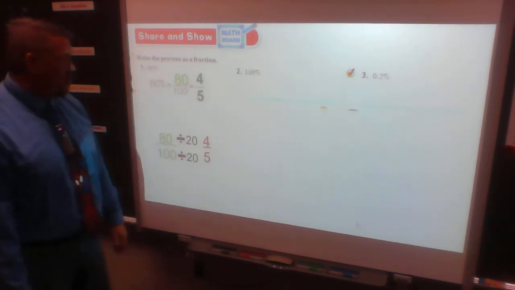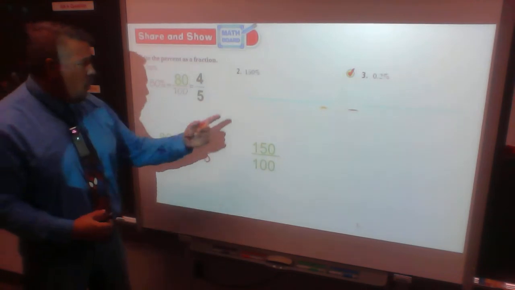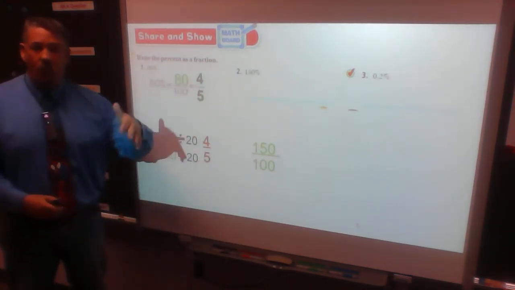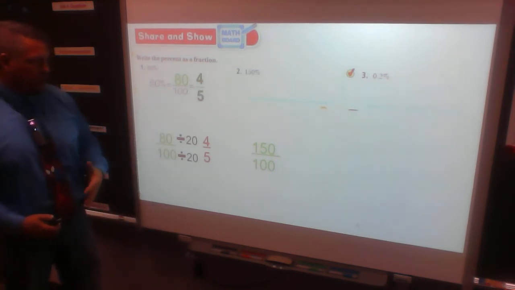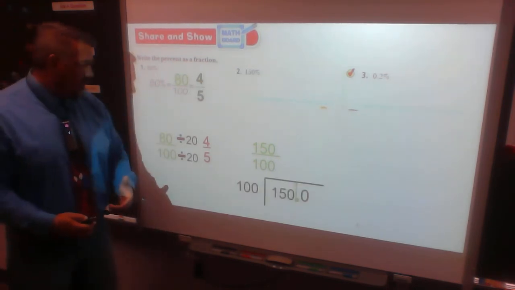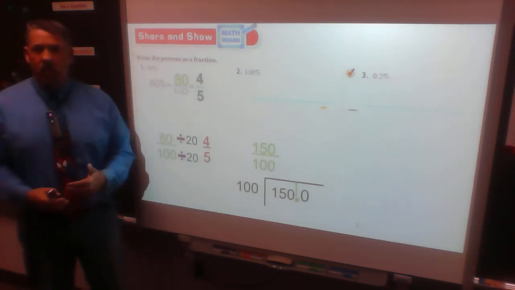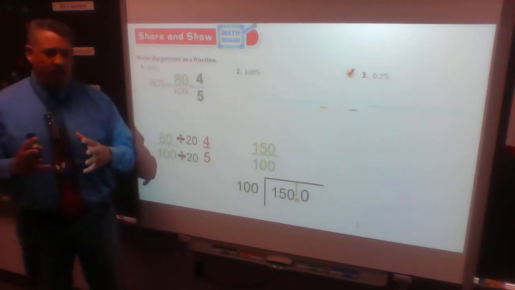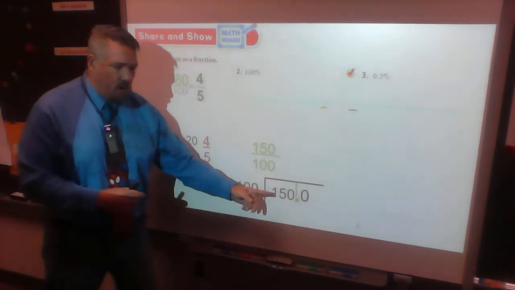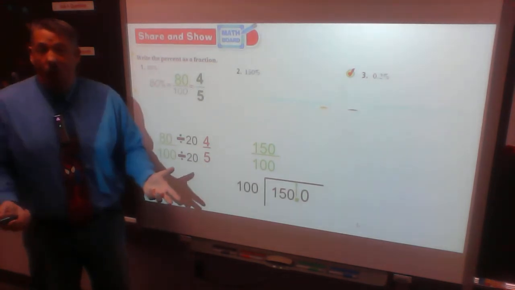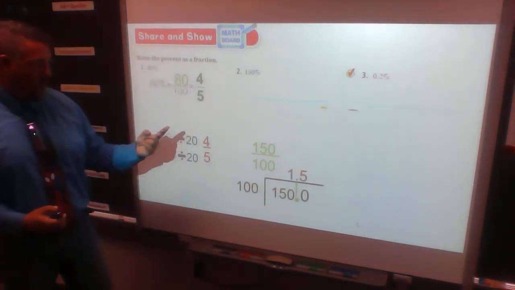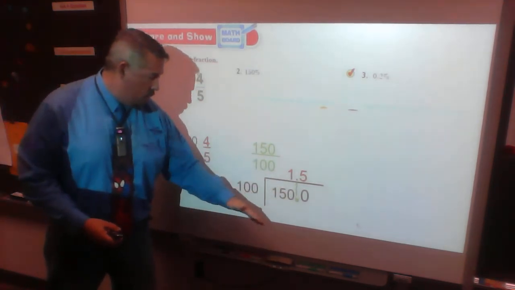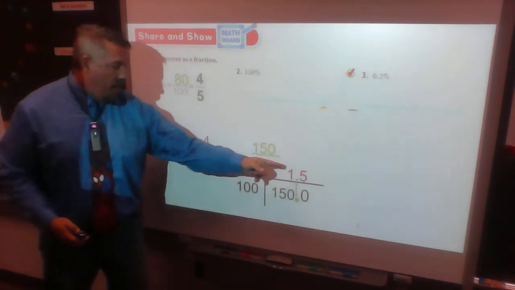All right, 150%. So I have to put my 150 over 100. Now I could drop off the zeros and end up with 50 over 10 and reduce it by 5s. Okay? But when I look at that, it's just division. So instead of having to reduce and still end up with a top-heavy fraction, if I take 150 and divide by 100, I know I get 1, because 100 goes into 150 one time, and I raise that decimal. I had a leftover of 50, I bring it down to 0, and 100 goes into 500 5 times.